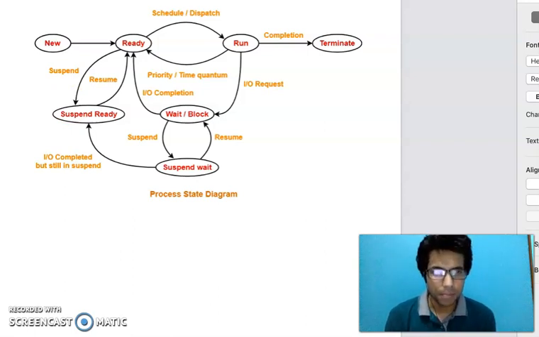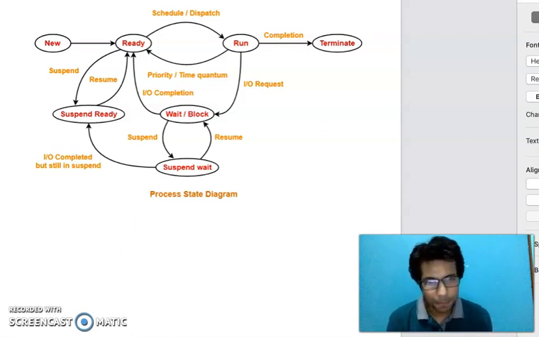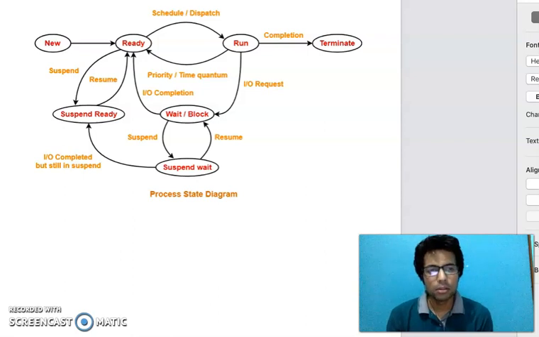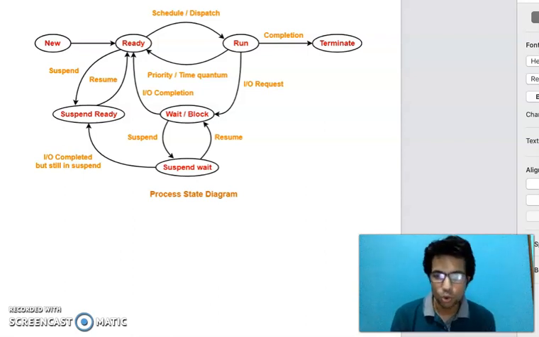The next state is suspend block. It is similar to suspend ready, but it applies to a process which was performing an input output operation, and lack of main memory caused it to move to secondary storage. When the work is finished, it may go to the suspend ready state.